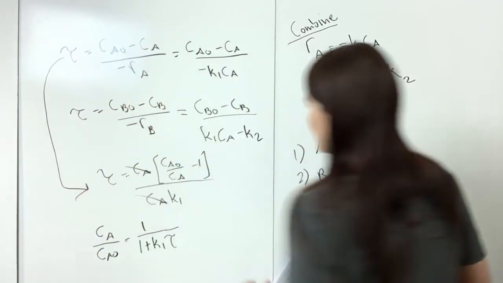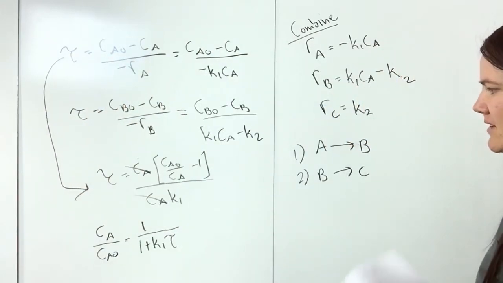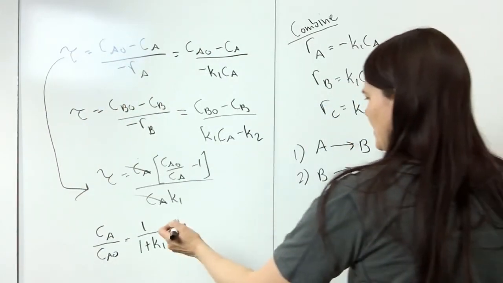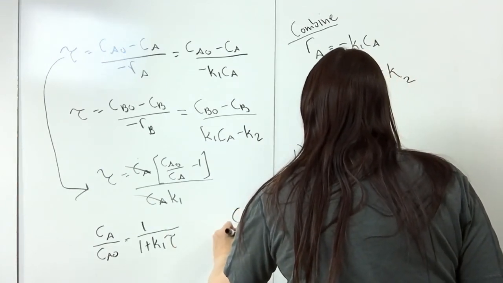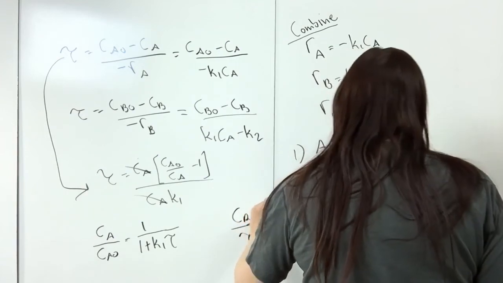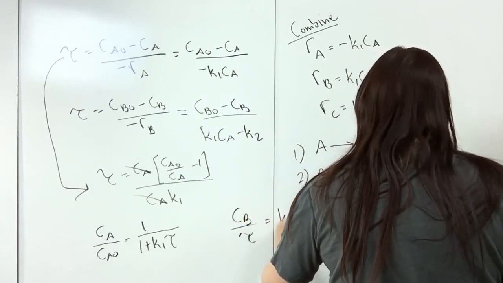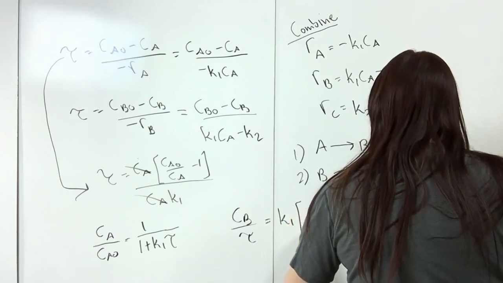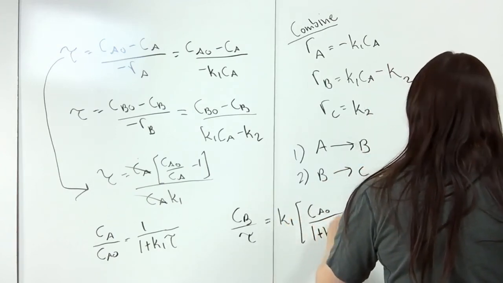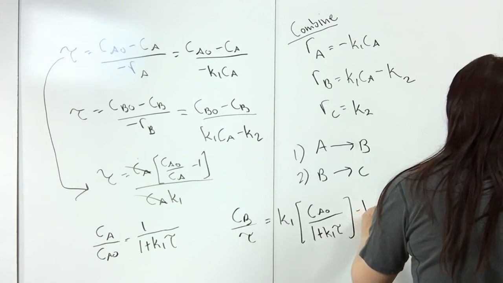You can do a similar thing for Cb, and I'm not going to go through all the details of the math, but for Cb, you should end up with something that looks like Cb over tau is equal to K1 Ca naught over 1 plus K1 tau, minus K2.